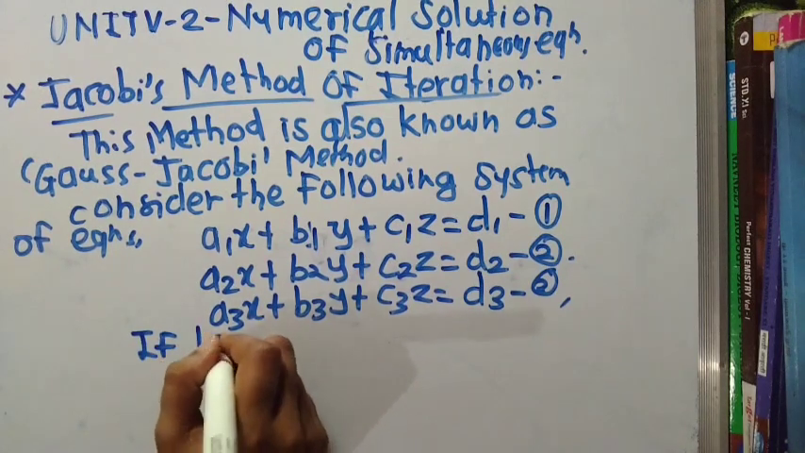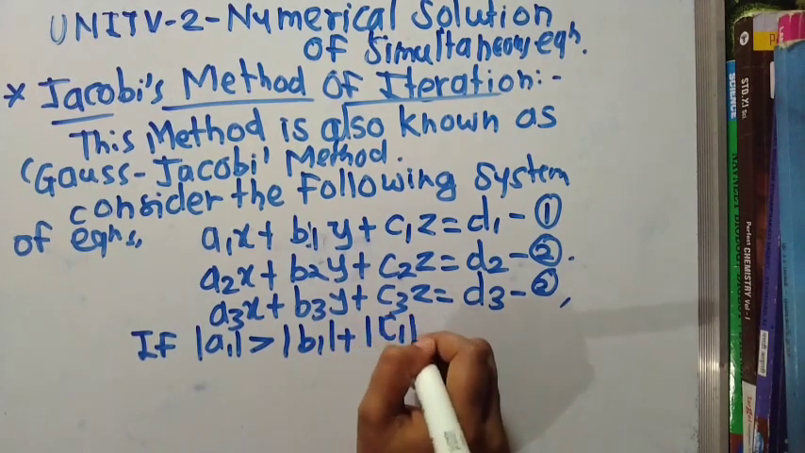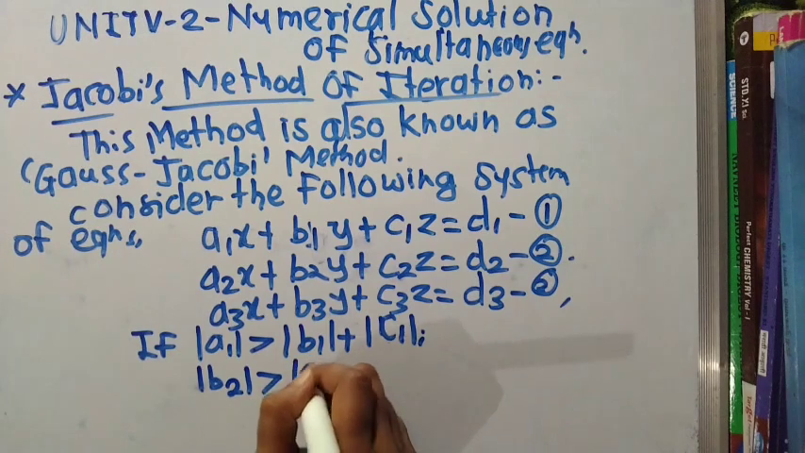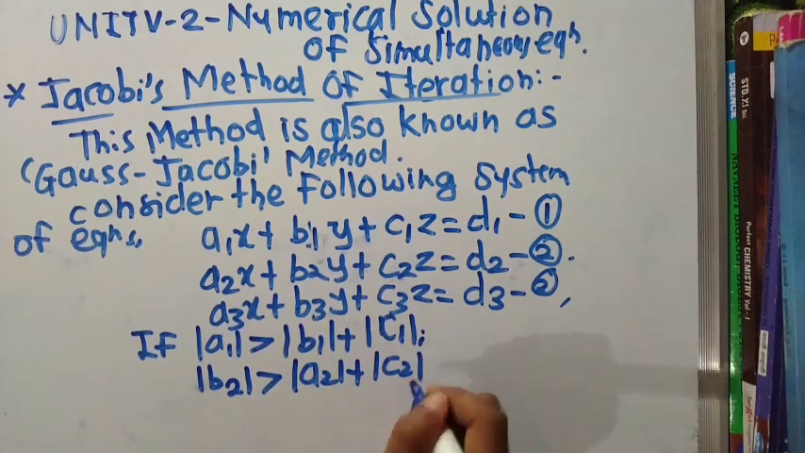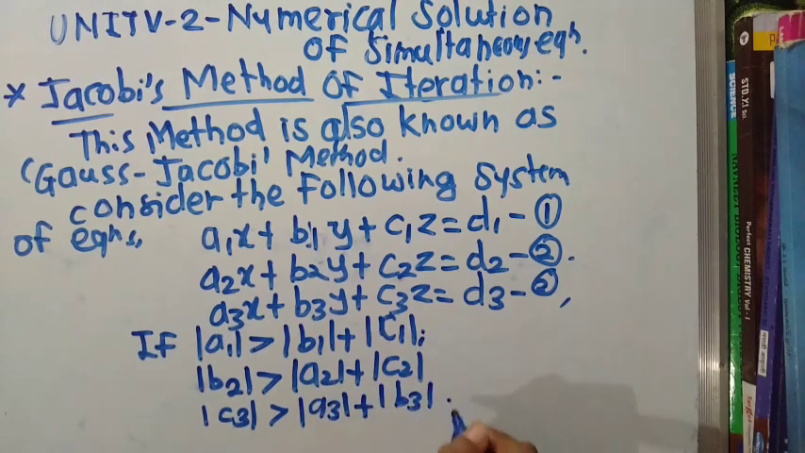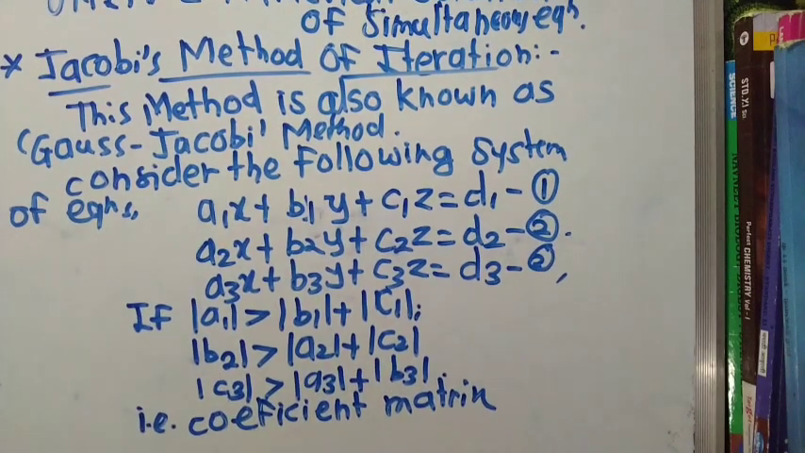If mod of a1 is greater than mod of b1 plus c1, mod of b2 is greater than mod of a2 plus c2, and mod of c3 is greater than mod of a3 plus mod of b3, means the coefficient matrix is diagonally dominant.